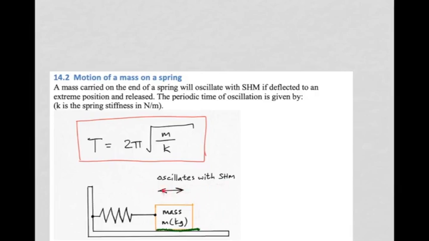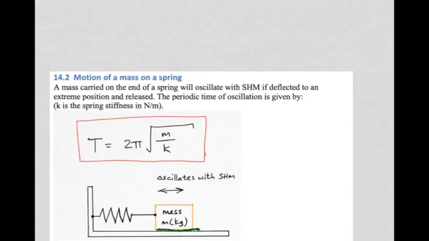And here is the relationship we were leading up to. The periodic time of oscillation would be 2 pi square root m, mass in kilograms, over spring stiffness. Remember, the units of that were newtons per meter, what we just discussed moments ago. So that is an important formula to note down on your summary sheet.